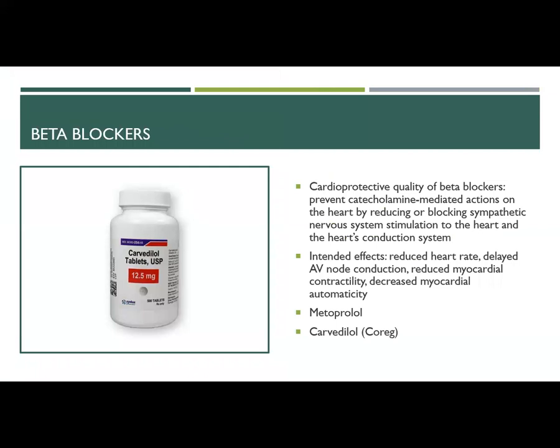Our beta blockers, so carvedilol is one of the beta blockers that we use quite a bit for heart failure. Beta blockers have a cardioprotective quality. They prevent catecholamine-mediated actions on the heart by reducing or blocking sympathetic nervous system stimulation. Intended effects: reduce heart rate, delay AV node conduction, reduce myocardial contractility, and decrease myocardial automaticity.